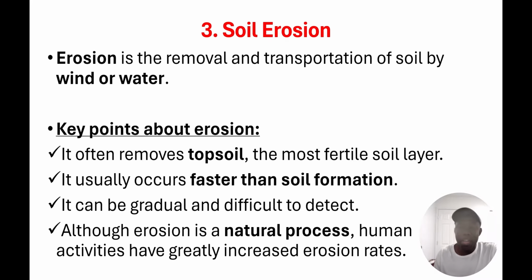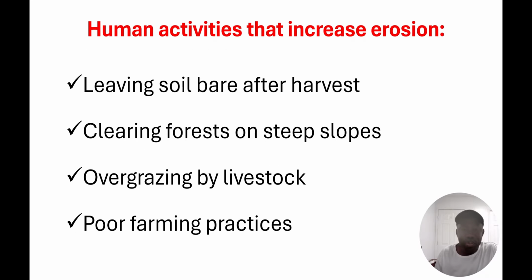Soil erosion is the removal and transportation of soil by wind or water. Topsoil loss usually occurs faster than soil formation. These are some other natural key components of soil erosion. The slides will be available for you to go through. It is just giving you a summary of what we've learned. Today is Friday. What you need to learn about the whole lesson is what I'm giving you today.